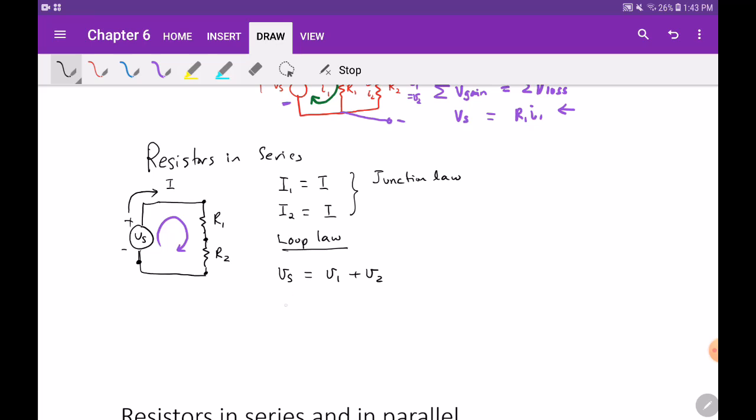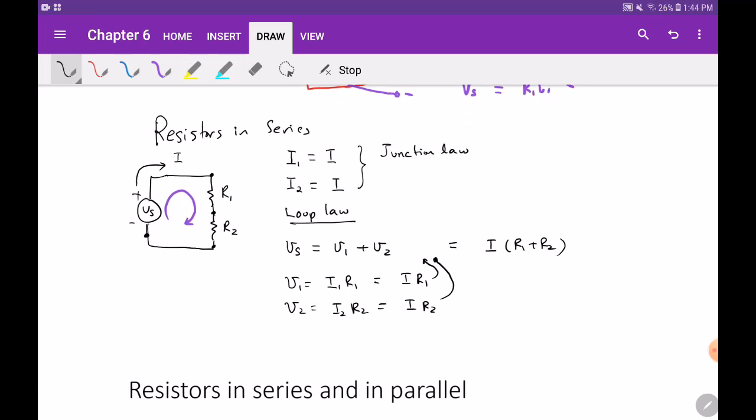We do know that the voltage drop across resistor 1 is equal to the current that goes through it, which is I1, times R1. But we know this is also equal to just the total current I times R1. Similarly, you have V2 equals I2 times R2, which is equal to I times R2. We can plug these two into the above equation, and we will have I times (R1 plus R2).